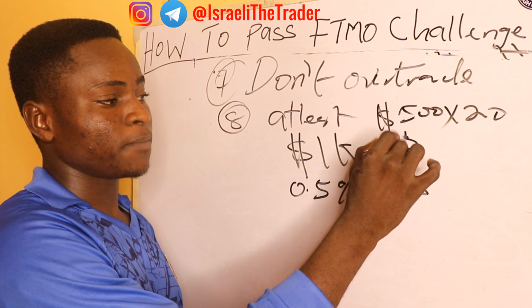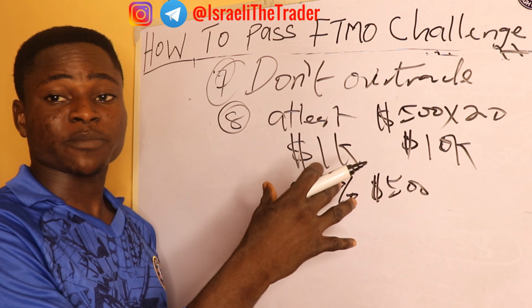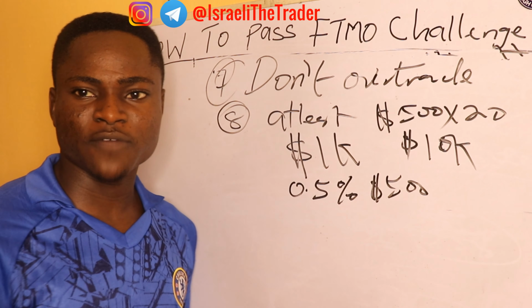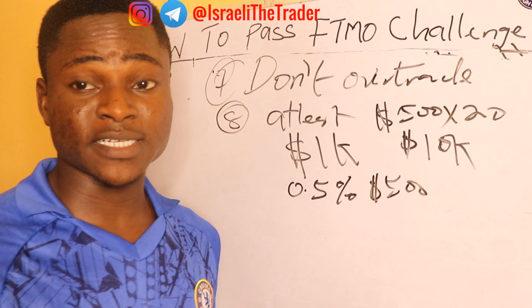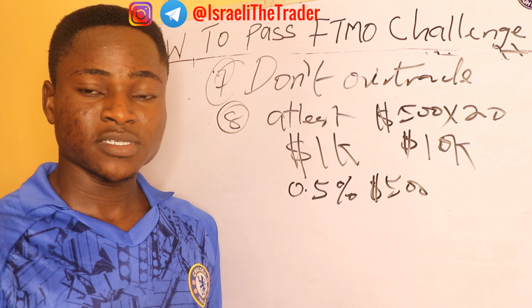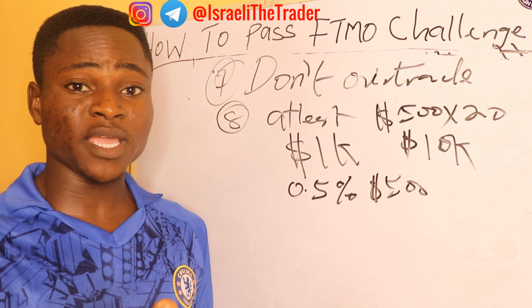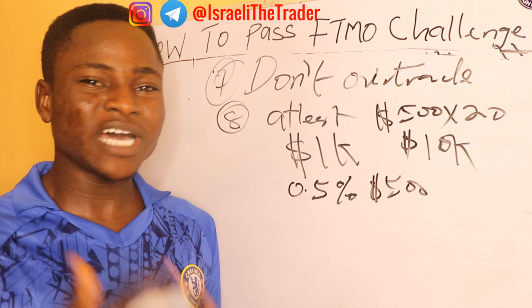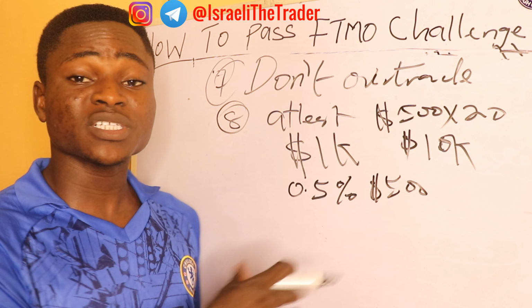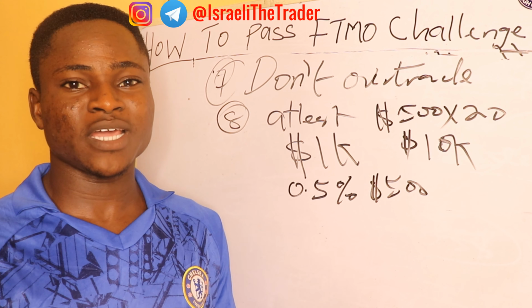This is going to give us about $10,000, and you are done with your FTMO challenge. No need to rush things, guys. Just stick to your plan. Don't overtrade. At least make 1% of your account size, or if you cannot make it, just go for 0.5%. That's about $500, and if you multiply by 20, you are done with the FTMO challenge.